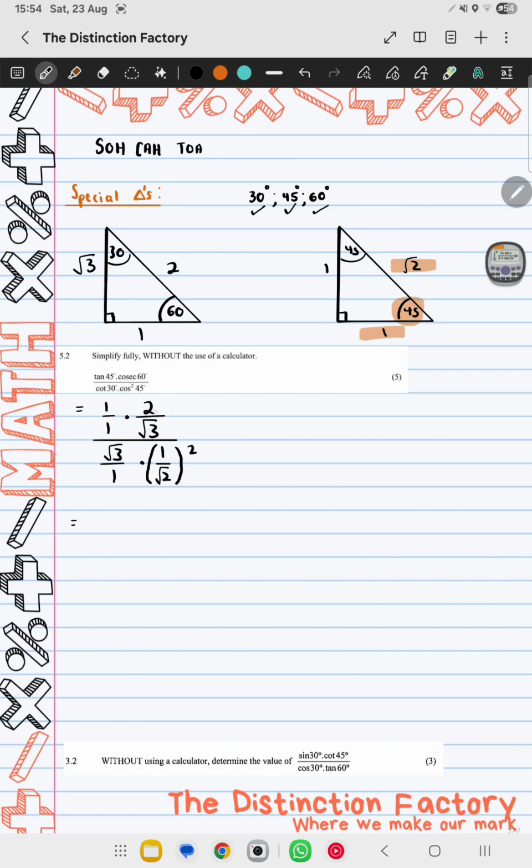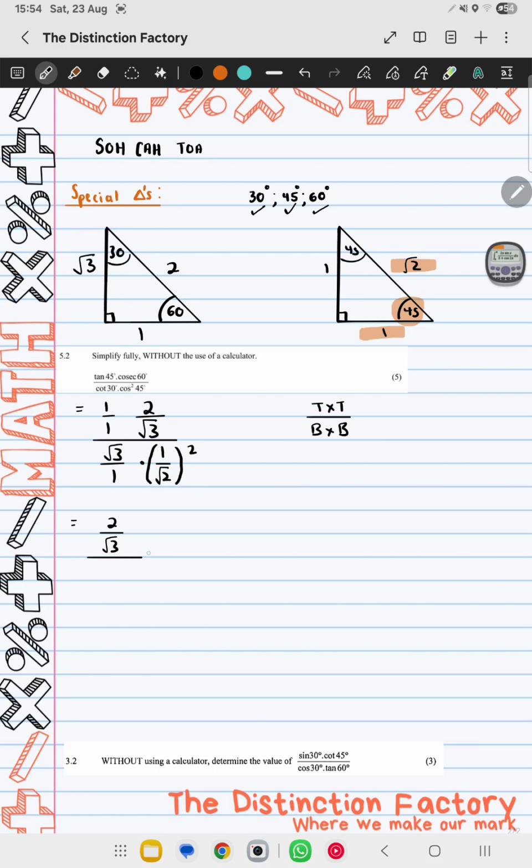At the top, we are multiplying fractions. So whenever you multiply fractions, you say top times top over bottom times bottom. Our tops are 2 times 1, which gives us 2, over our bottoms, 1 times root of 3, which gives us root of 3. That whole fraction is over this part here.